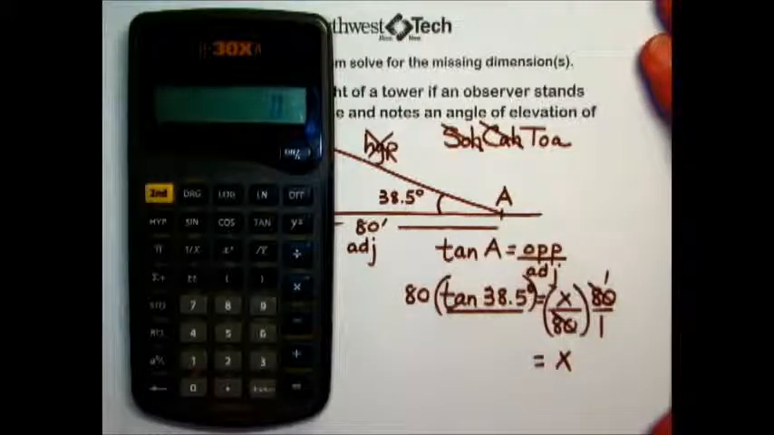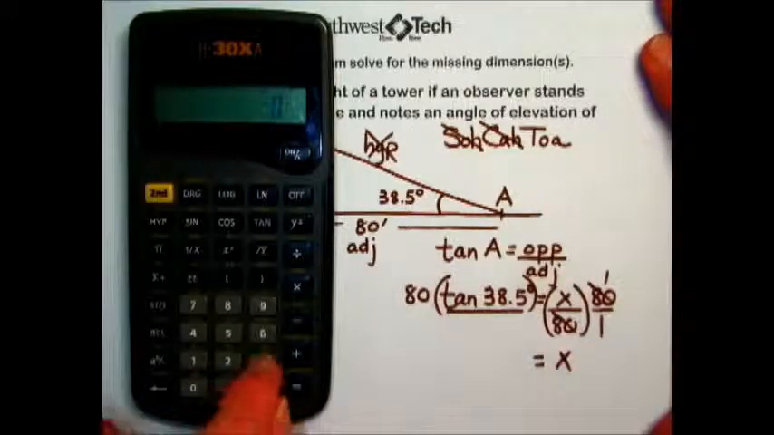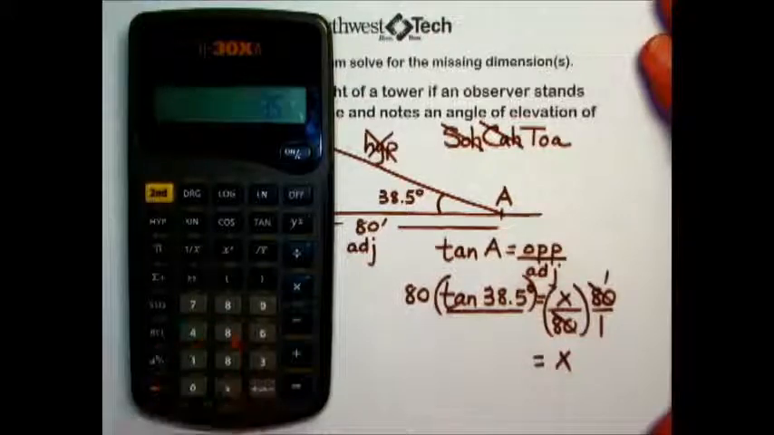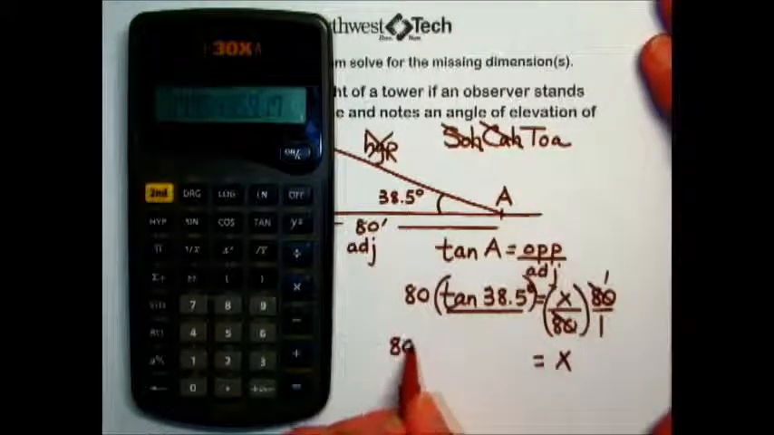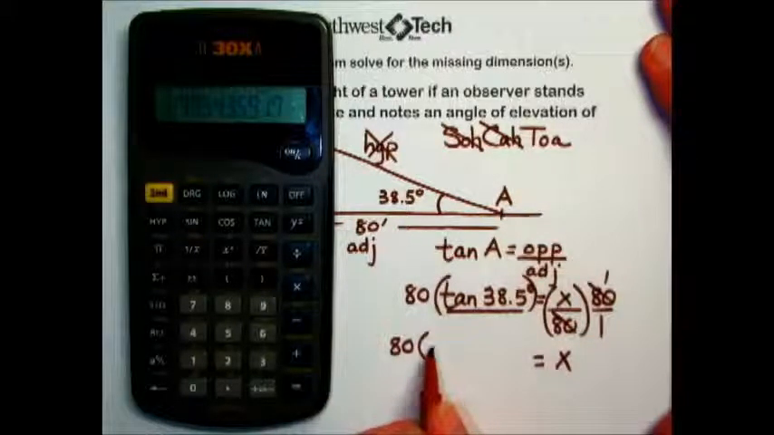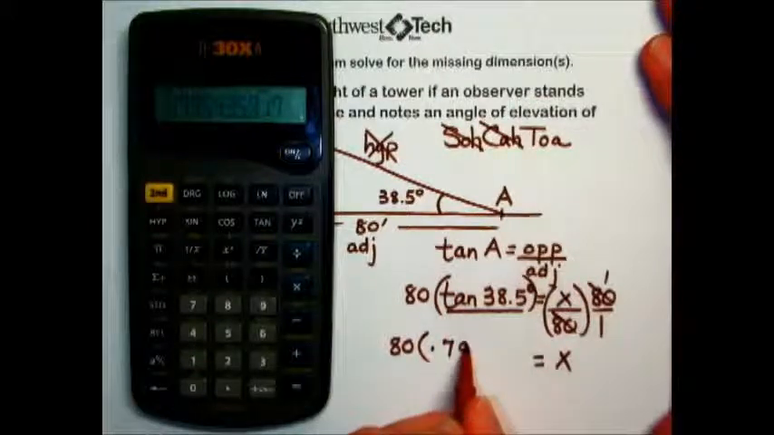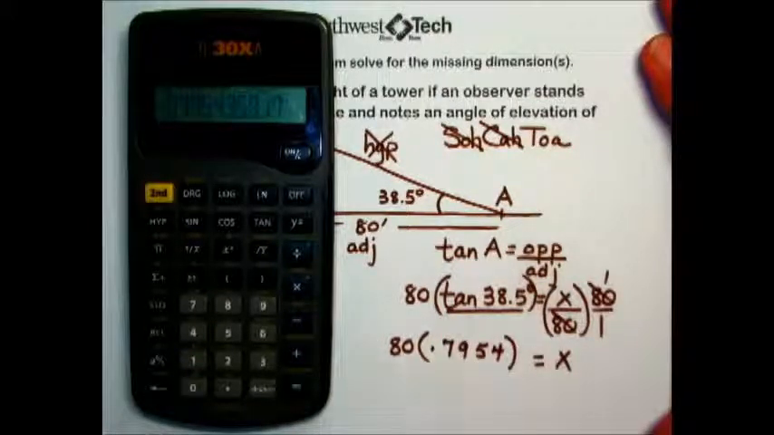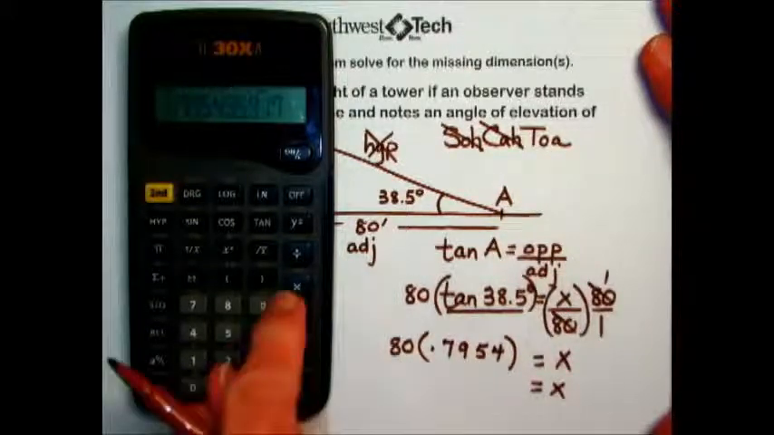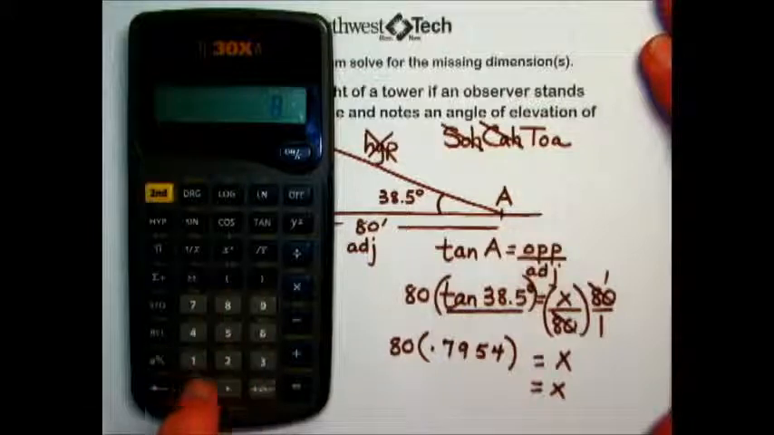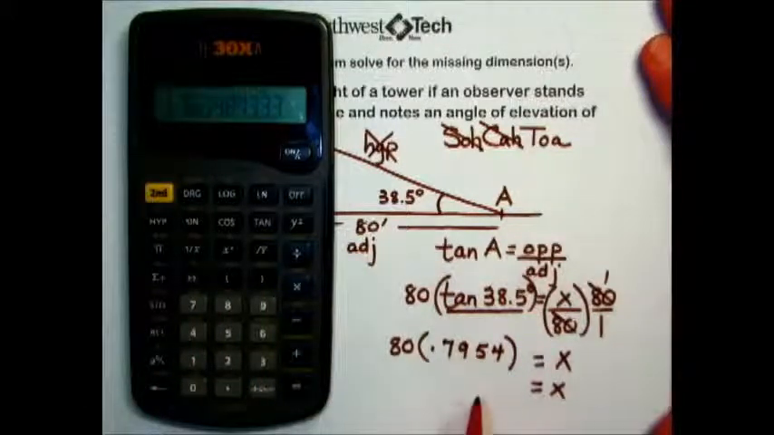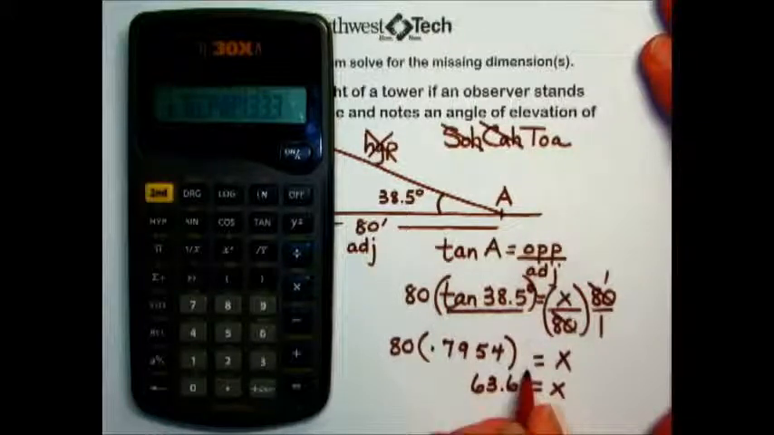With a traditional scientific calculator, we start with the angle measurement first and then strike the trig key, in this case tangent. The ratio for this angle gives us a value of 0.7954, and the last operation then is to multiply that ratio by 80, which will give us the length of the tower, a height of 63.6 feet.